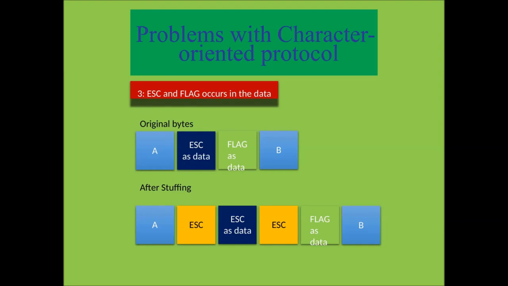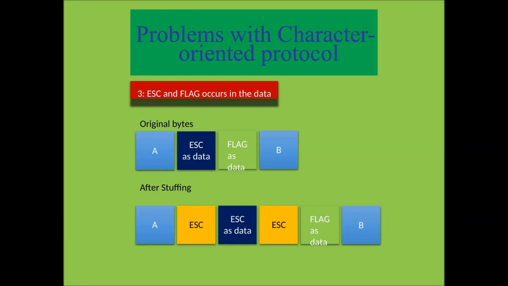Again, problem with character oriented protocol: escape and flag occur in the data. In this scenario you can see 2 original bytes A and B, and there is a flag as data which is the same as B, and we have inserted escape as data. But after inserting escape as data, now escape and flag as data are the same. Now we have to resolve this issue.